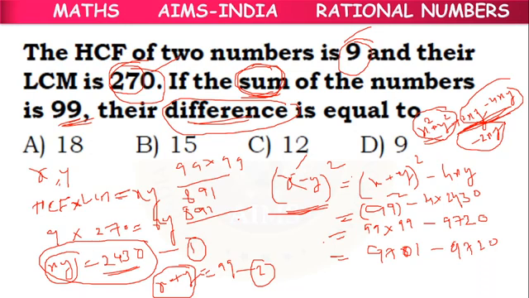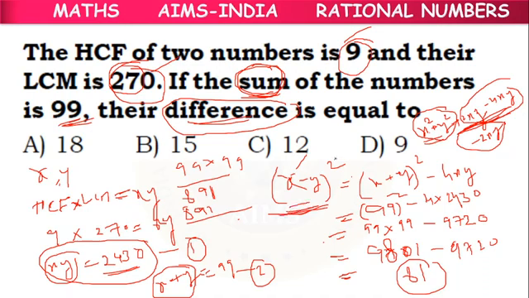Is there any mistake, children? 9 9s are 81. Sorry, here 9801. So what is the difference, children? 9801 minus 9720. What is the difference? 81 is the difference. But this is the value of x minus y whole square.